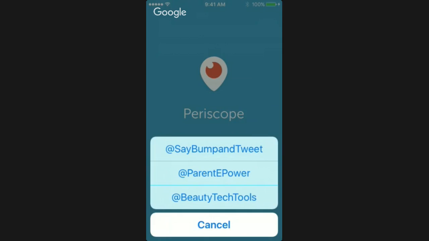And now what is Say Bump and Tweet? No, it's not Say Bump and Grind. I'm an old lady here. I'm not a 20 something non-married. So it's Say Bump and Tweet.